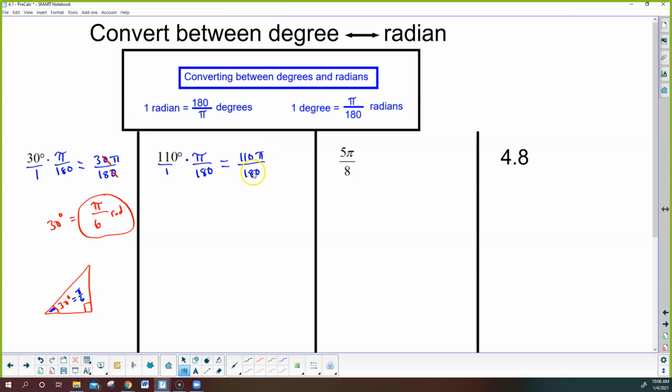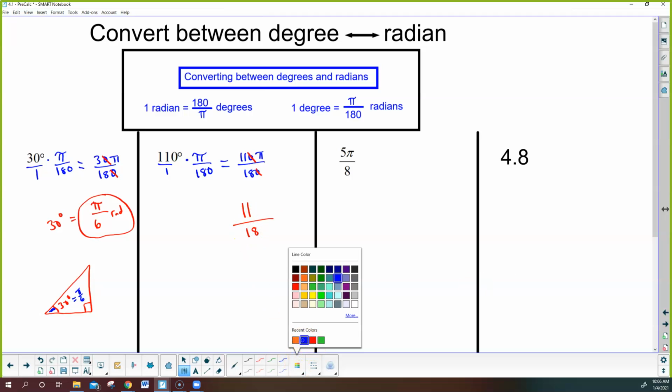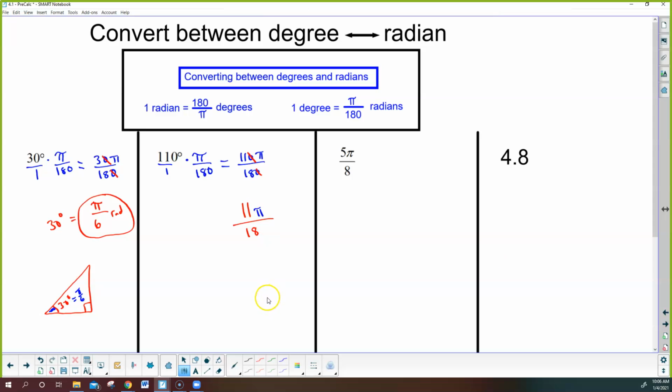110 times pi over 180. And then you're going to reduce basically the same way. Notice 110 is divisible by 10, and 180 is divisible by 10, which basically cancels the 0 out. And I'm left with 11 over 18. 11 over 18 does not reduce down, so I'm going to leave it as 11/18. And then what we do is we put the pi back in our answer.